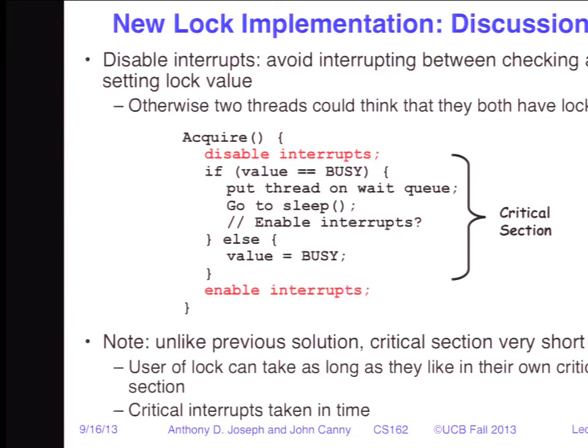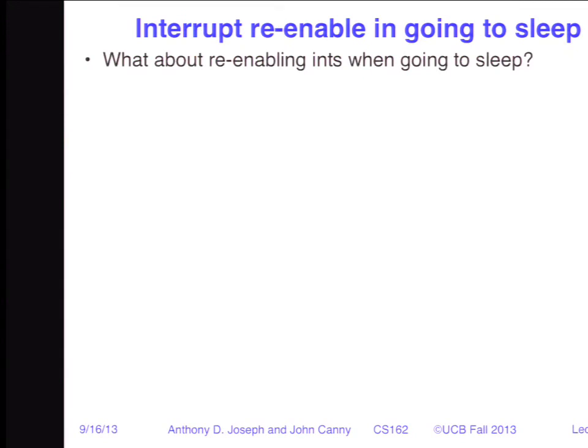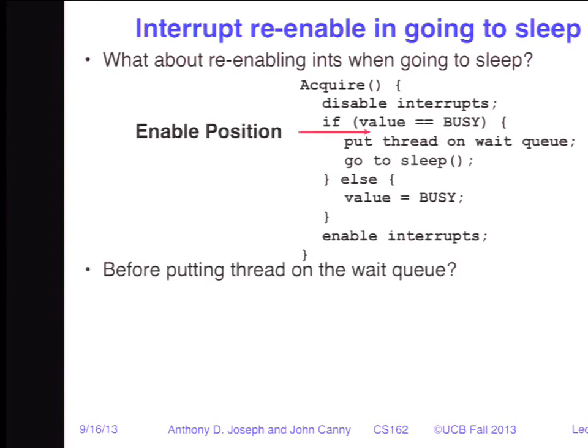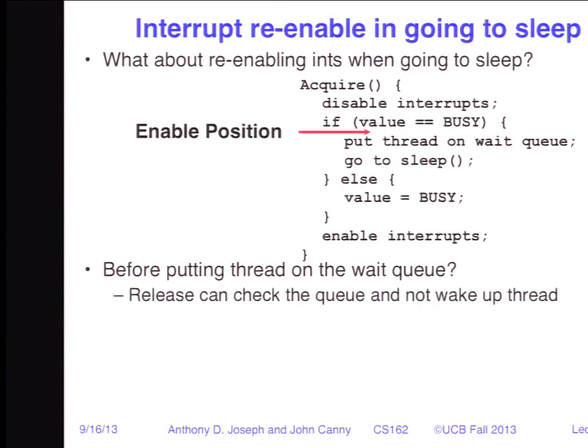So the key thing is this allows critical interrupts to be taken quickly. Now, where do we re-enable interrupts? This is a hard question. We could choose to re-enable interrupts before we put the thread on the wait queue. But the problem with that is that release could then check the queue and see we're not on the queue. And so we wouldn't get woken up, right?